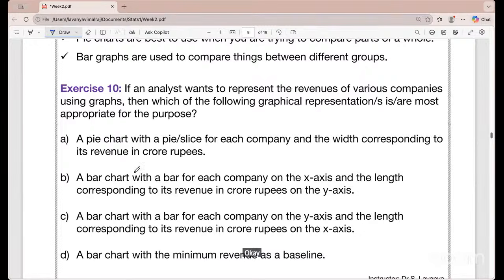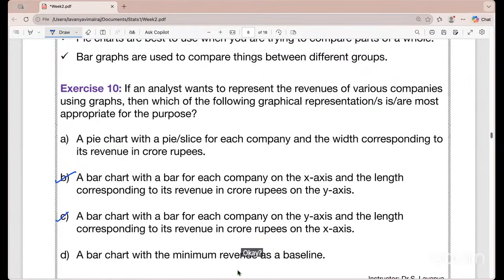Ma'am, which one is more appropriate, the horizontal one or the vertical one? It depends on your convenience, how you want to visualize. It depends just on the convenience of the user. Ma'am, we can select B and C, right? Yeah, both are correct here.